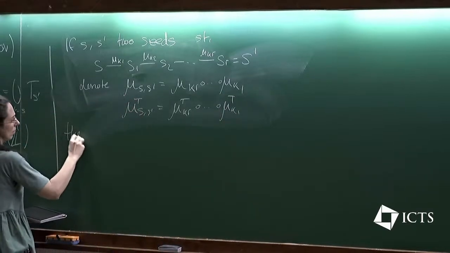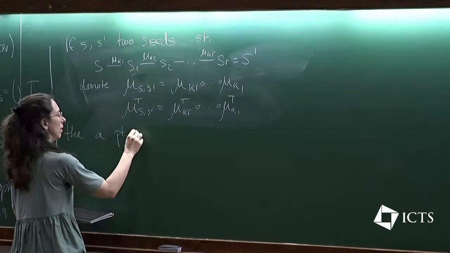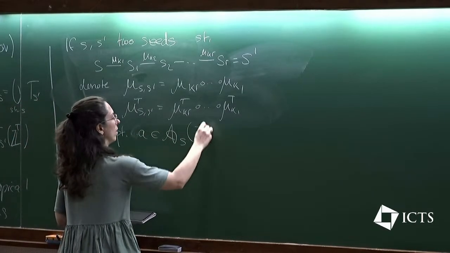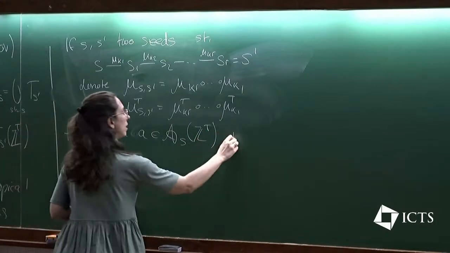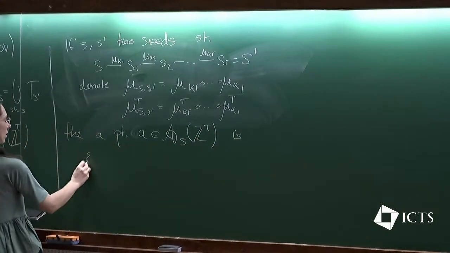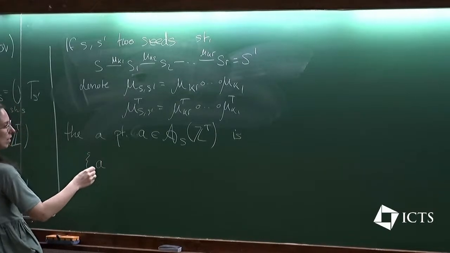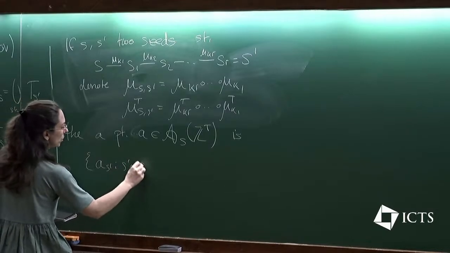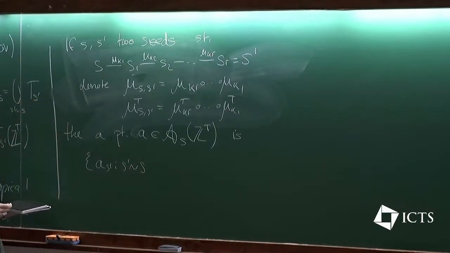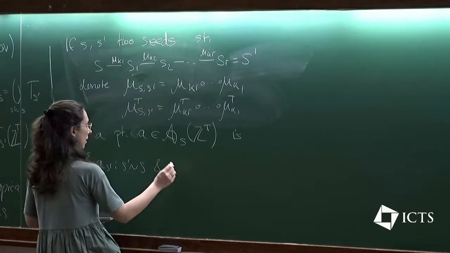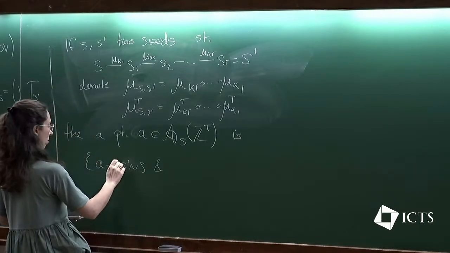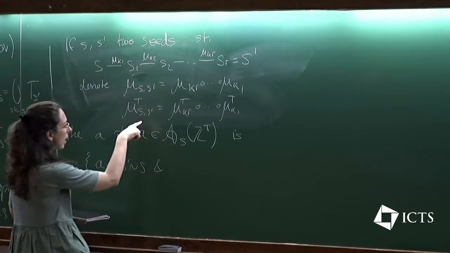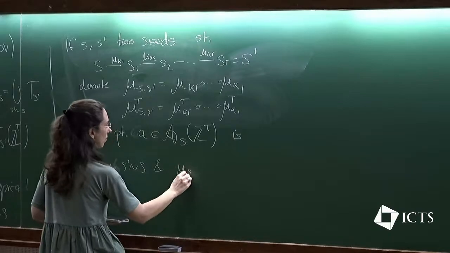And then a point A in the tropical cluster variety is a tuple, or an infinite tuple, A S prime, so that S prime is mutation equivalent to S, and these maps send the two representatives to each other.